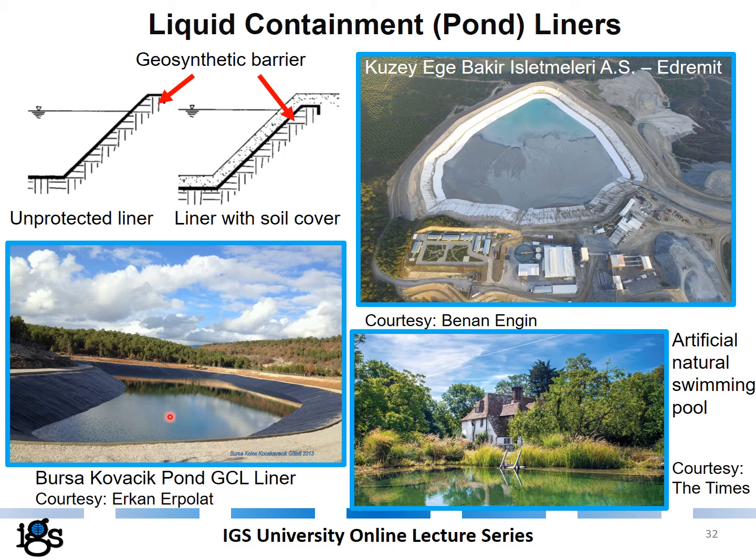Here is a much smaller pond, but this time lined with the GCL versus a geomembrane. Here the pond contains only fresh water for irrigation. This is a very nice country house, and it has what they call an artificial natural swimming pool. And again, the swimming pool here is created with a geosynthetic barrier.